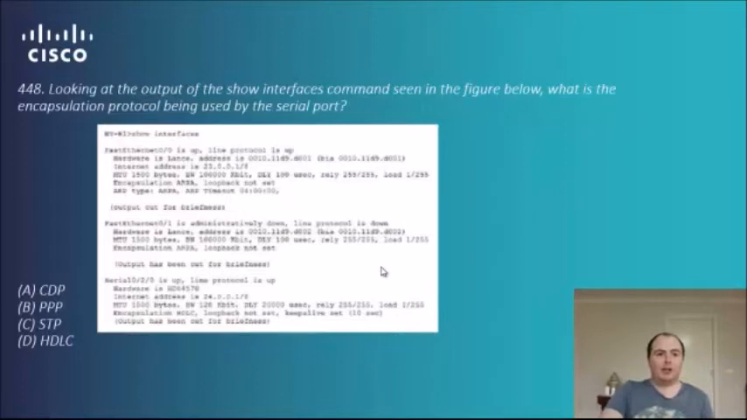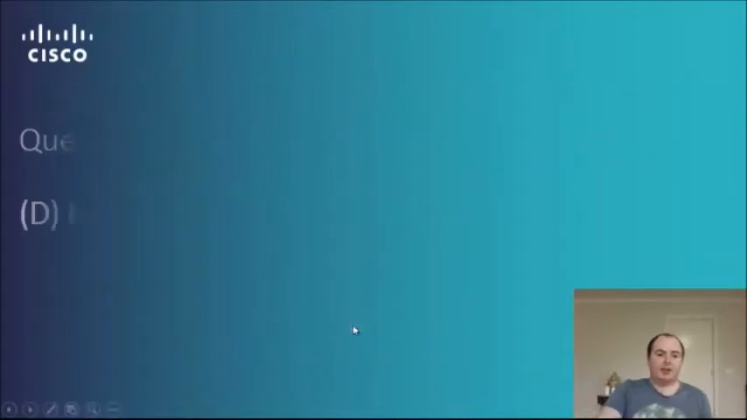So 448, looking at the output of the show interfaces command seen in the figure below, what is the encapsulation protocol being used by the serial port? So we've got CDP, PPP, STP, HDLC. So we just got to look around here. Then we've got the address and got some encapsulation there. Just keep looking around until we find something that looks good. Yeah, we've seen that encapsulation a few times. Hardware, internet address, and we have our answer there. D, HDLC.